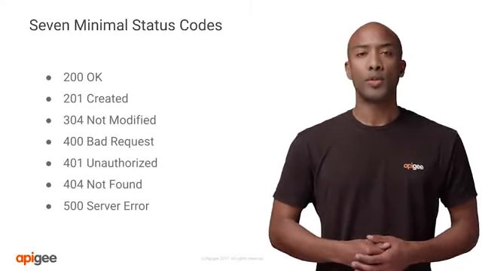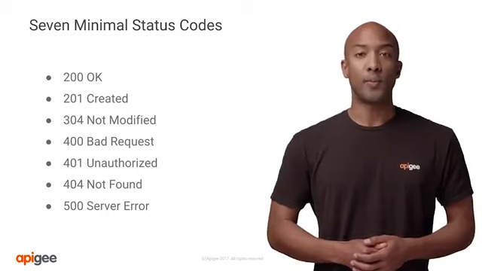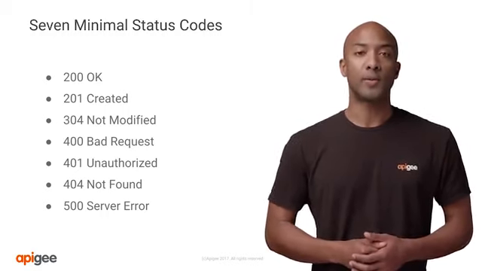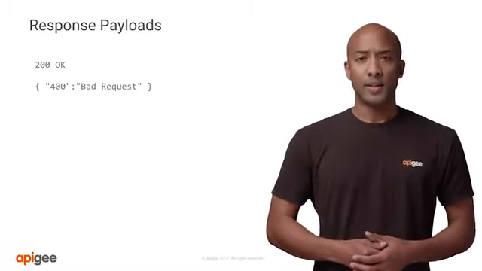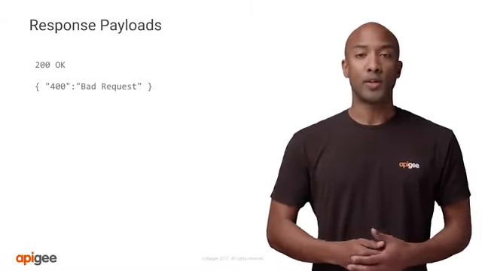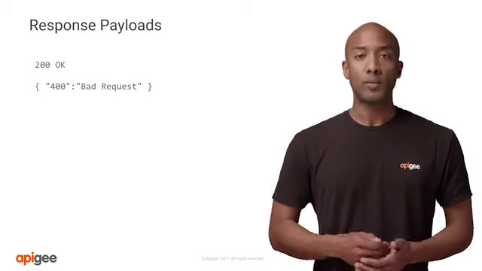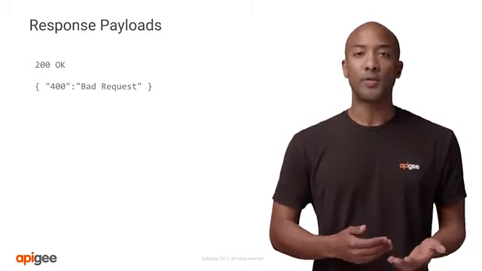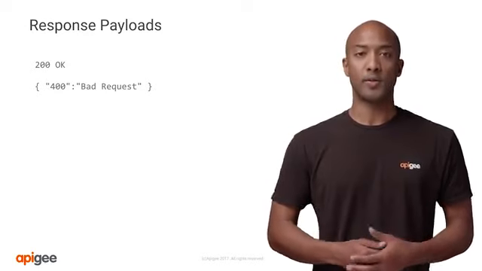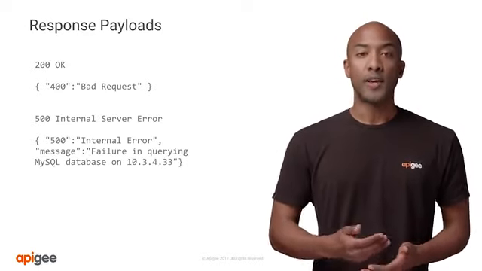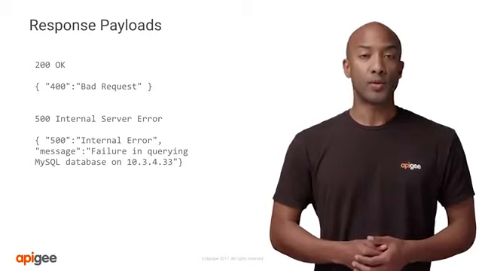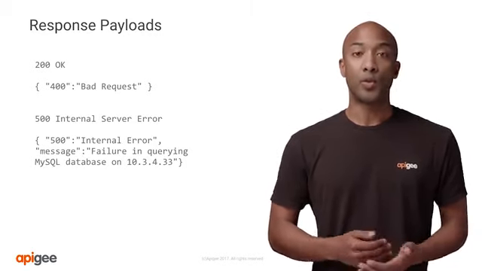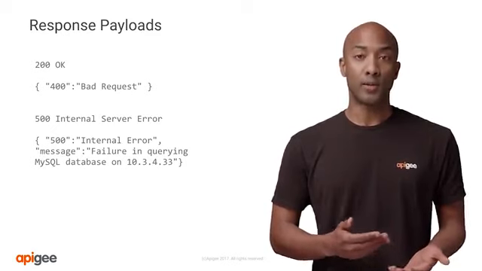It's also important to return an appropriate HTTP status code. Here are 7 of the most commonly used status codes. Let's take a look at some responses that you may want to consider avoiding. The first example returns a status of 200, but the payload contains a 400 bad request as the error message. The second example returns a 500 internal server error, but it also includes the version of your backend system, which could be used by a malicious actor to launch an attack.